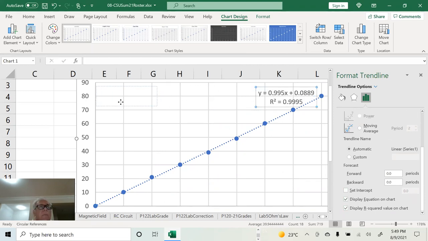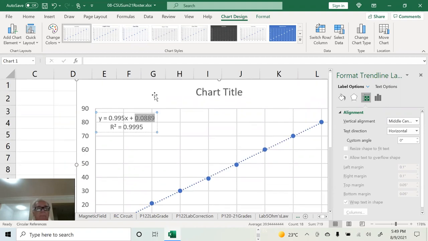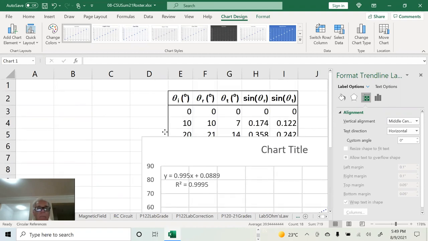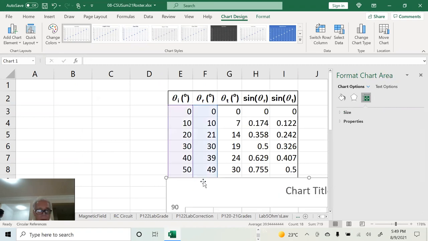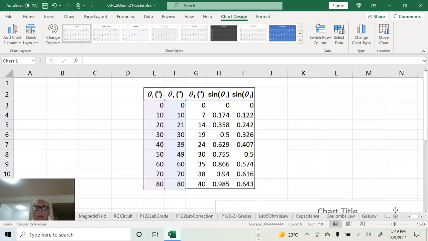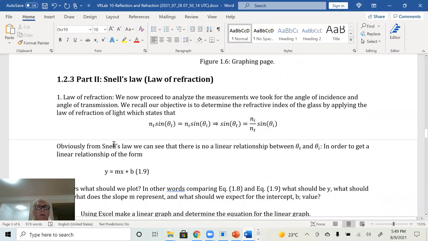It'll be close to one. Okay. I'm getting 0.995, which is very close to one. R squared is very close to one as well. And the intercept is very close to zero, as the theory predicts. Zoom out, close this one, label the graphs properly, and now we are going to go for the next part, Snell's law, the law of refraction.